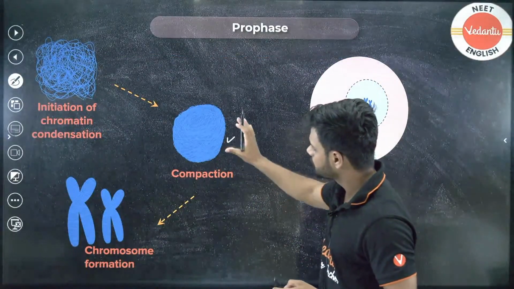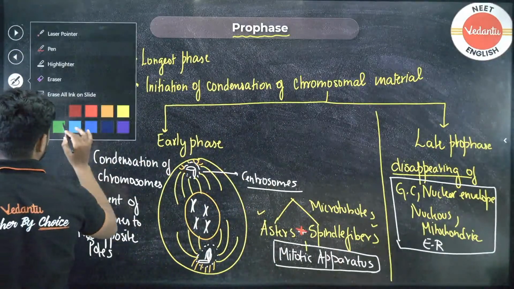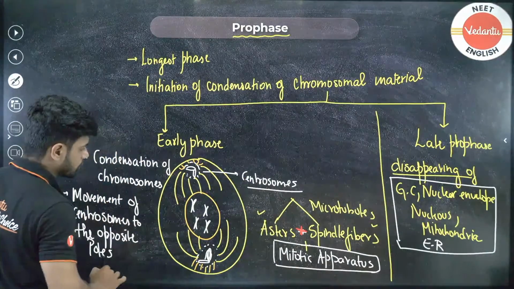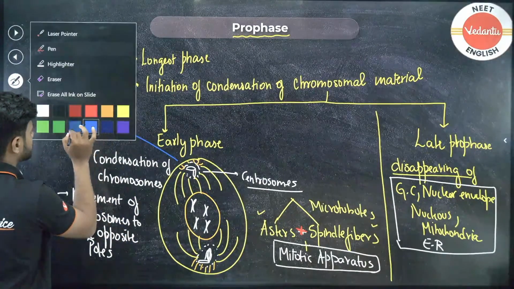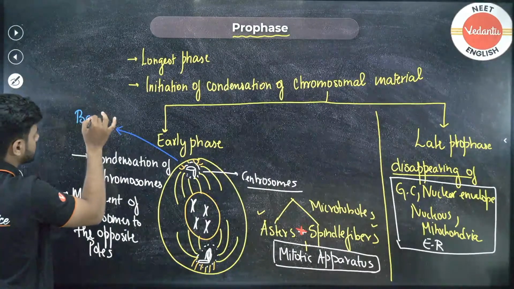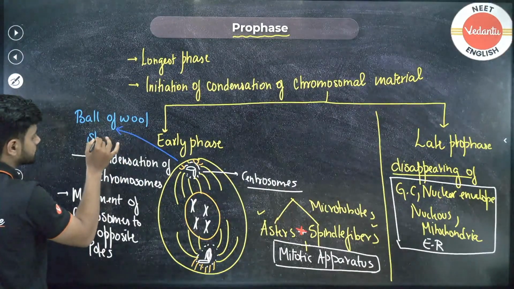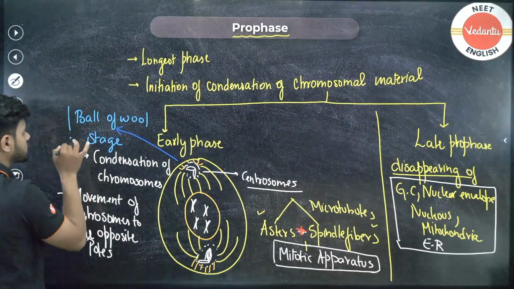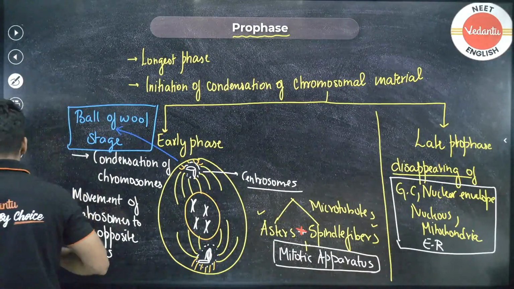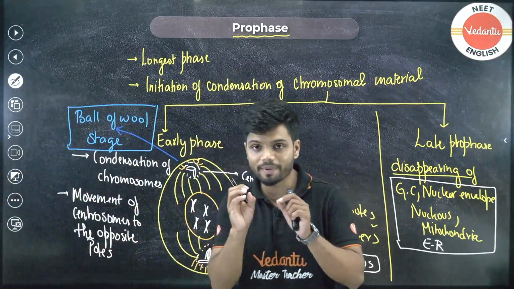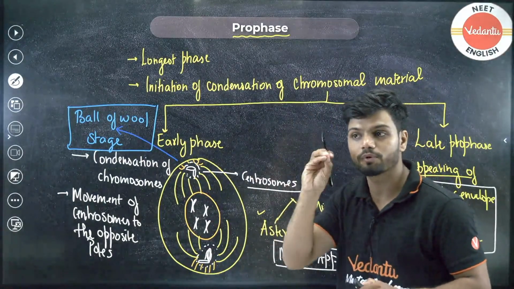And students, you should know one more thing. When the compaction is happening, how does it look? It looks like a ball of wool, right? This stage is also called the ball of wool stage, or spireme stage. That is not in your syllabus, but if you can write it down, good. Are you making notes? These are the notes which you need to make, which will help you in examination.